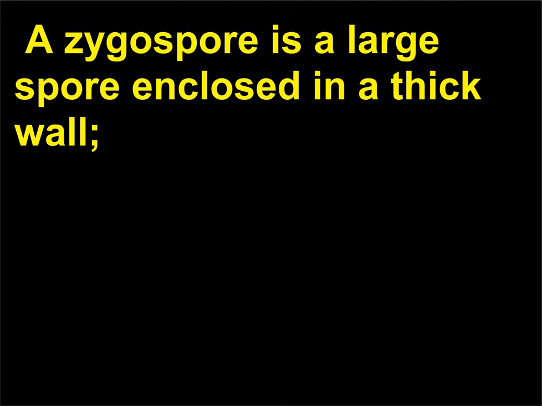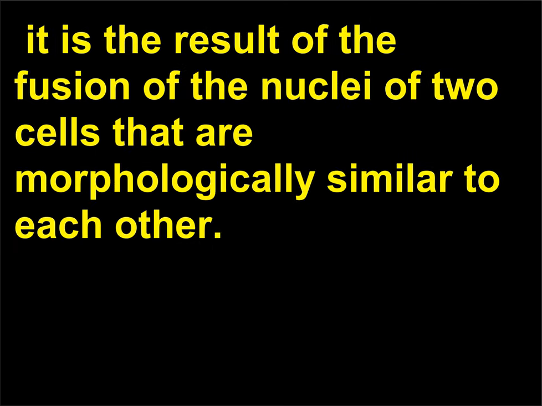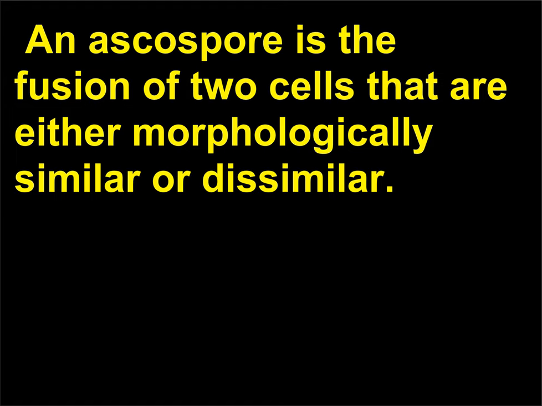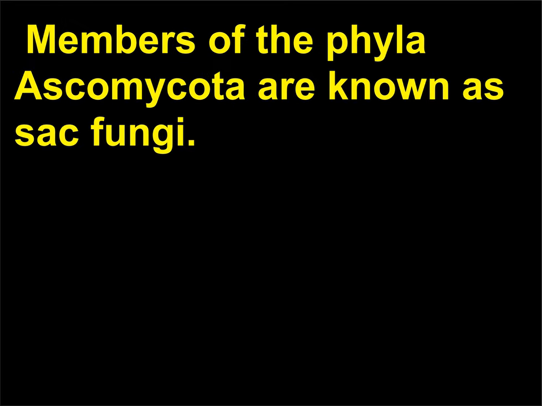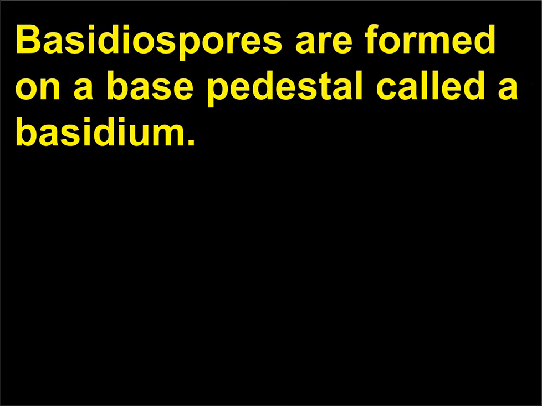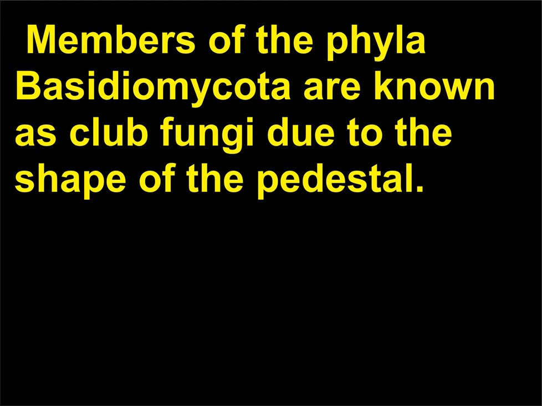A zygospore is a large spore enclosed in a thick wall. It is the result of the fusion of the nuclei of two cells that are morphologically similar to each other. An ascospore is the fusion of two cells that are either morphologically similar or dissimilar. Ascospores are produced in a sac-like structure called an ascus. Members of the phylum Ascomycota are known as sac fungi. Basidiospores are formed on a base pedestal called a basidium. Members of the phylum Basidiomycota are known as club fungi due to the shape of the pedestal.